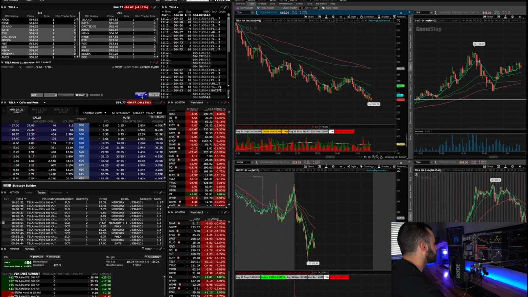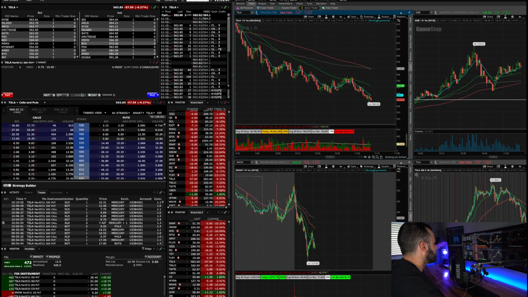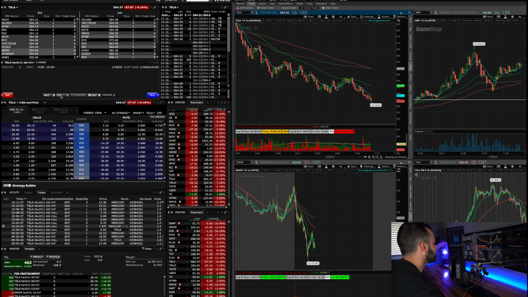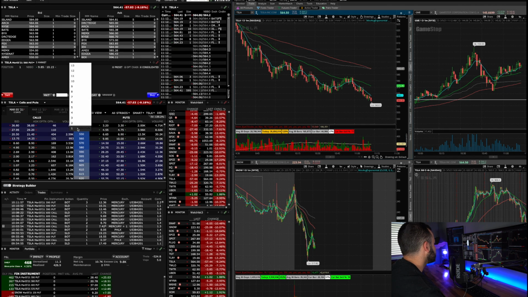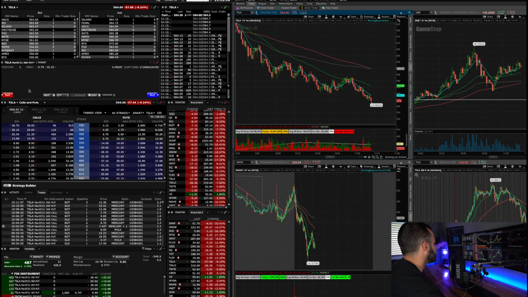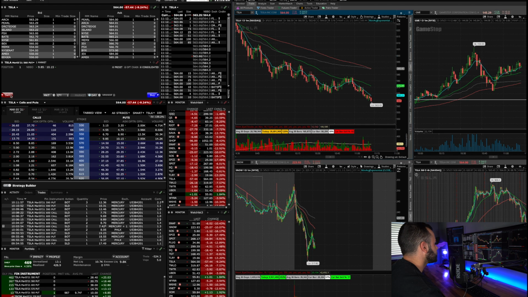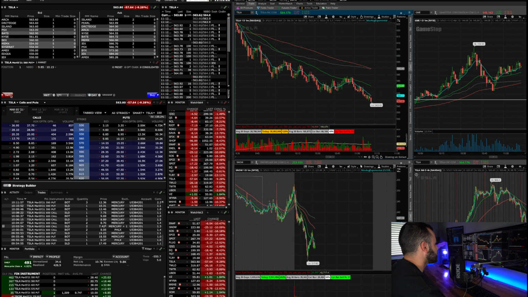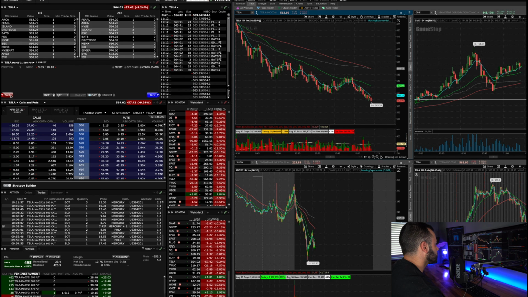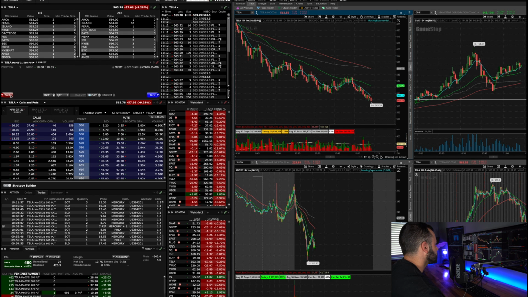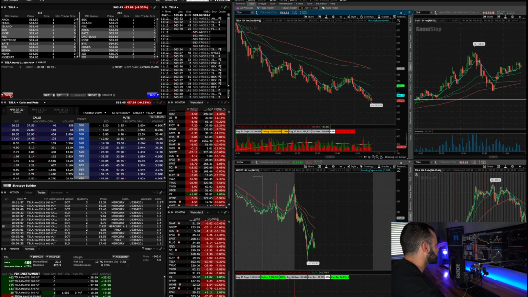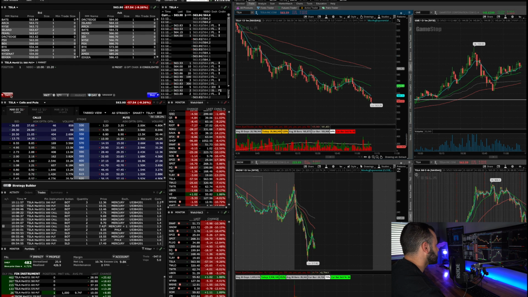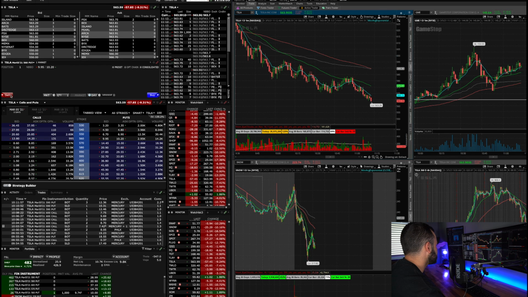GameStop's still going up. All right, I grabbed one more put on Tesla there for that 565 break. NASDAQ's getting hit. This should move. Nice. Taking it.